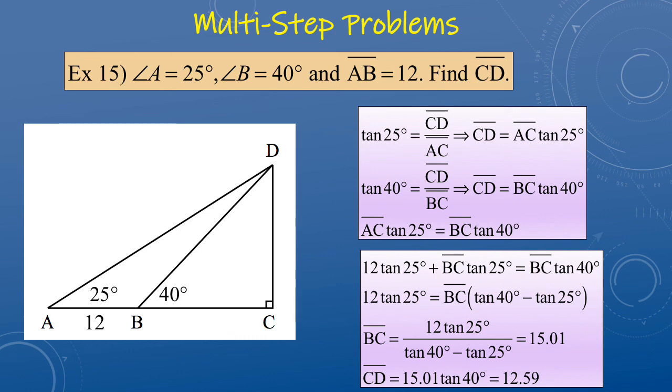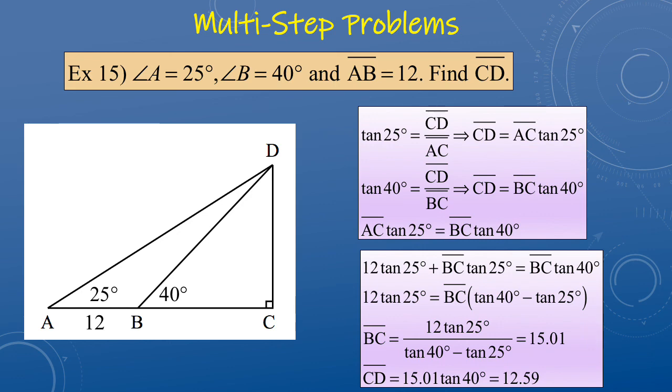That's the only unknown. So we will factor it out and write 12 tangent 25 degrees is equal to BC times the quantity tangent 40 degrees minus tangent 25 degrees. And therefore, we can write BC is equal to 12 tangent 25 over tangent 40 minus tangent 25. At this point, we can now use the calculator and get our answer to 2 decimal places, and BC is equal to 15.01.